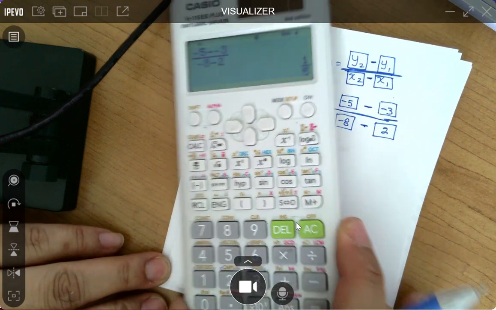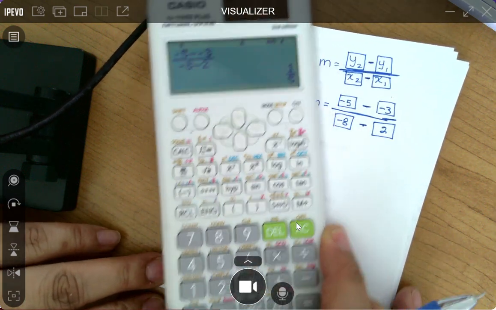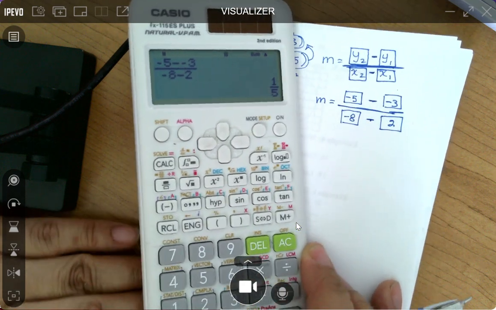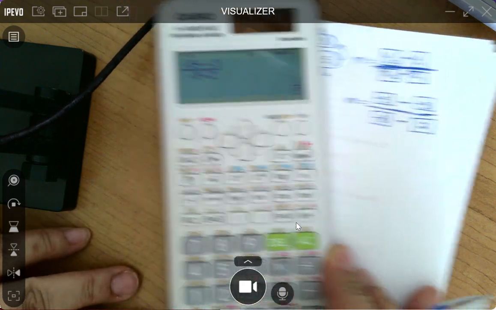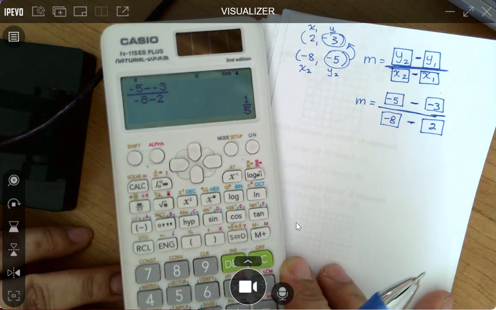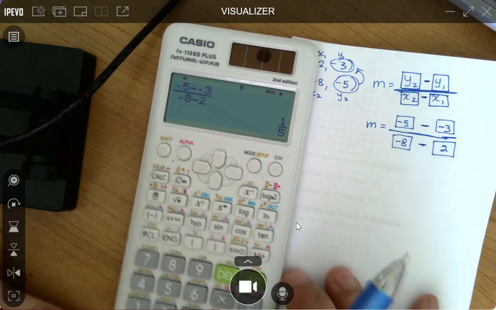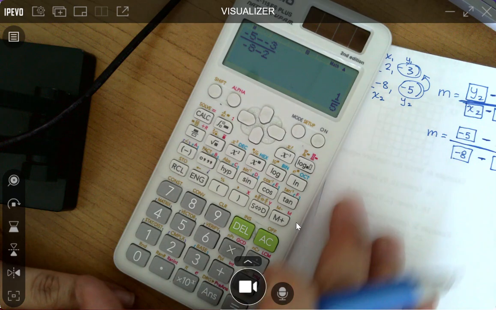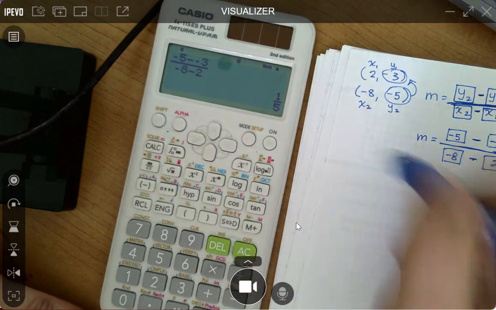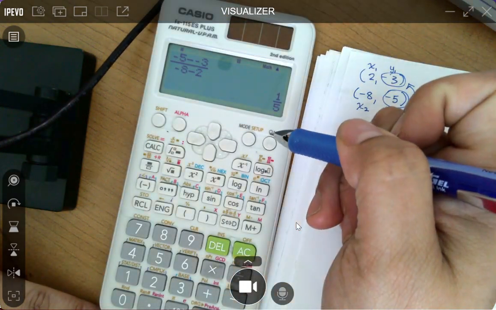All right, so I hope this helps, and please make sure that you practice this well and that you're not using artificial technology to do this. You have to be able to calculate the slope on your own, either by hand or with a calculator, handheld calculator.